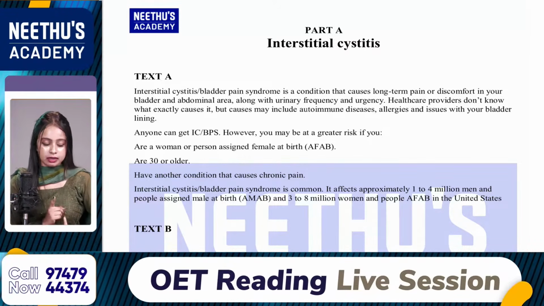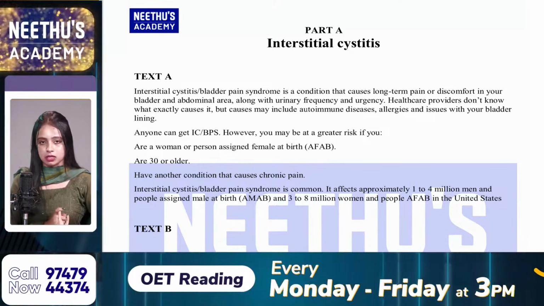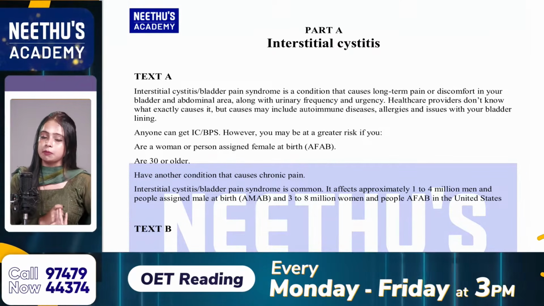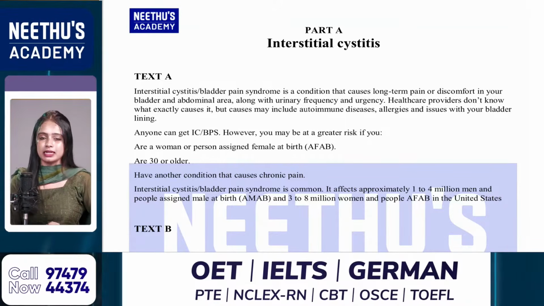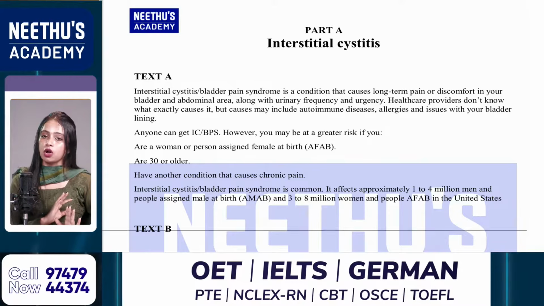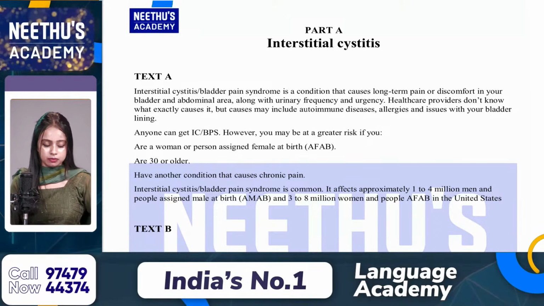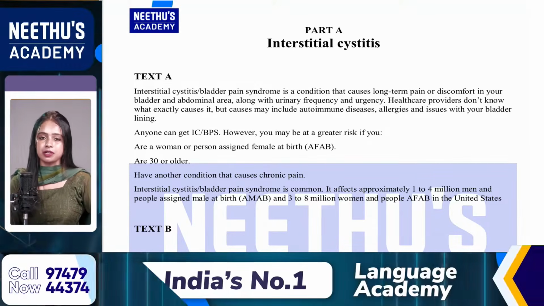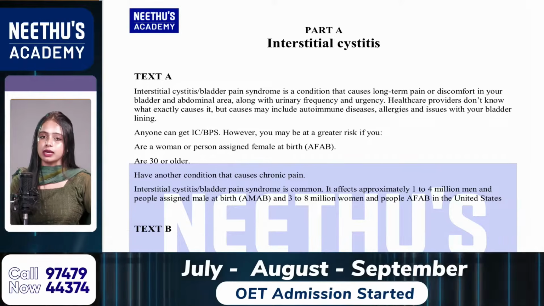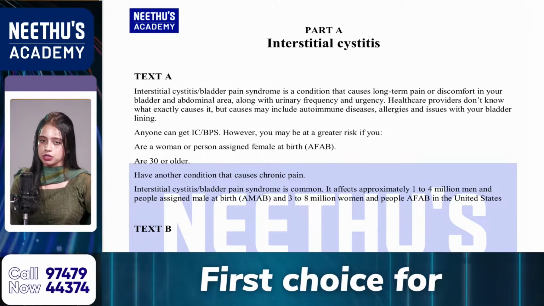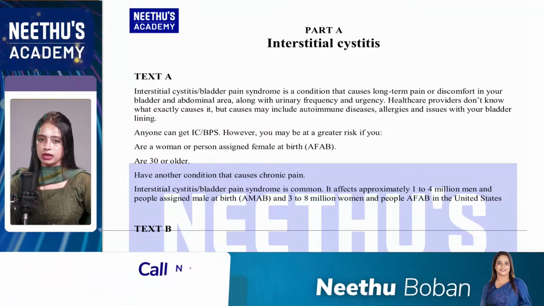The first one is heading. Second one, subheadings. Third one, numbers, all the numbers. Fourth one, signs and symbols. Fifth one, all the names. Whatever names are mentioned, you can mark all the names. Sixth one, abbreviations, which means short forms. Seventh one, all the italicized or bold words. Eighth one, brackets. Ninth one, all the words that indicate time.